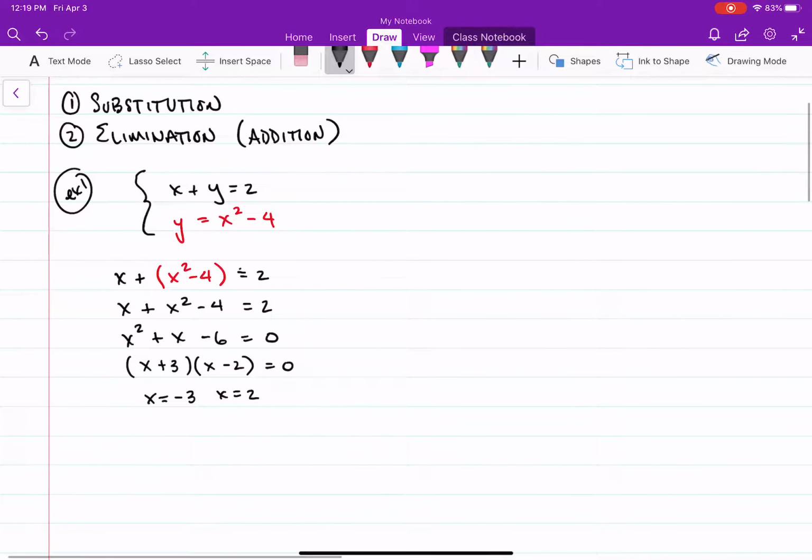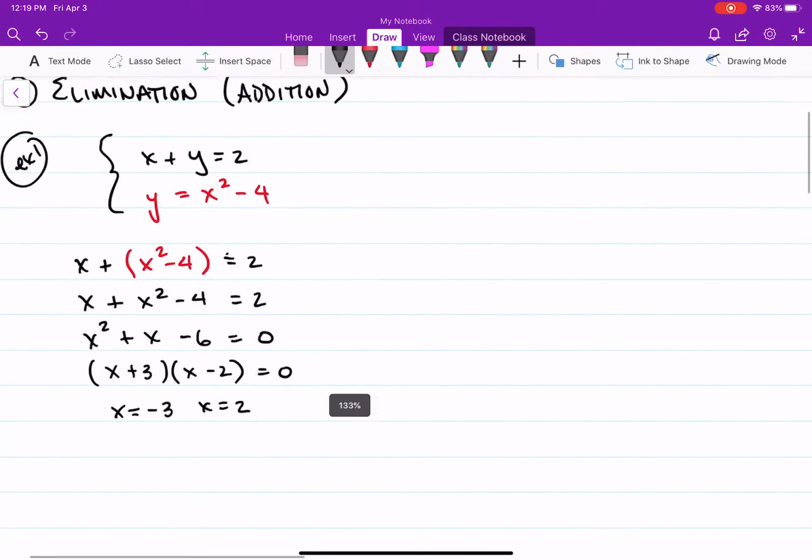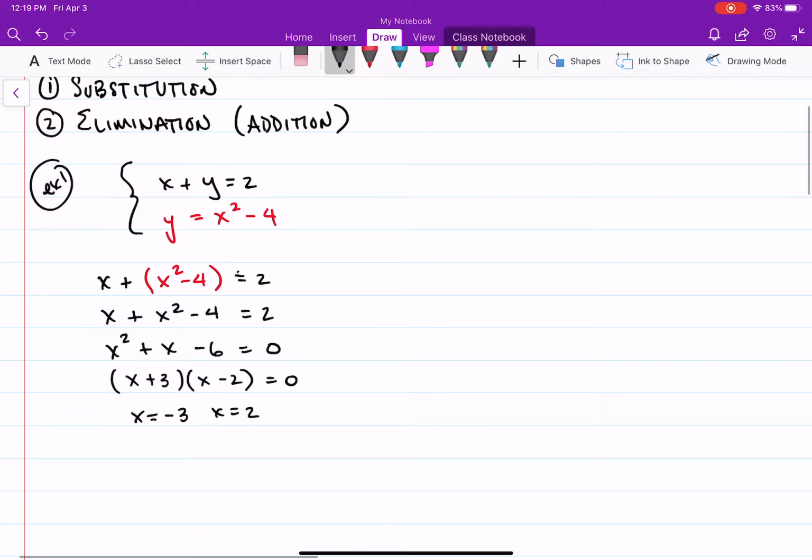So now that I found my x, what I want to do is see what y value I'm going to get based on the x. Let me see here, how do I want to do this? I'll put it right here. So when x is equal to -3, y is equal to (-3) squared minus 4. And in fact, I'm going to write it this way.